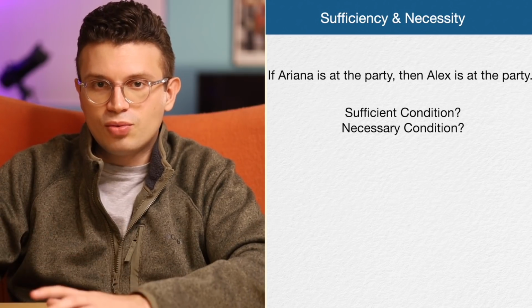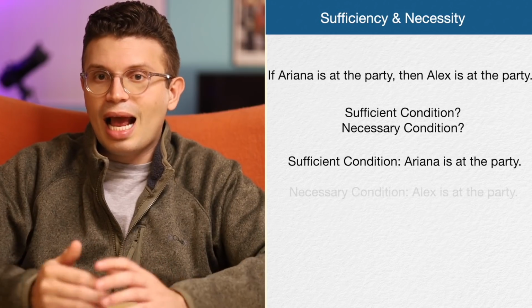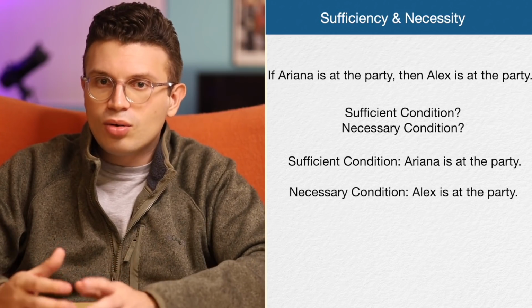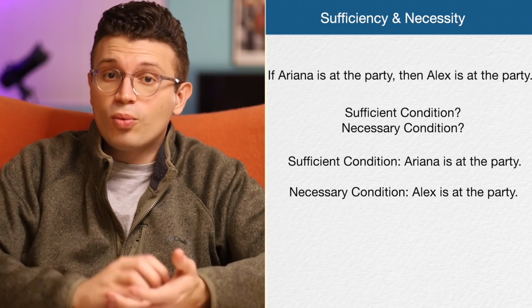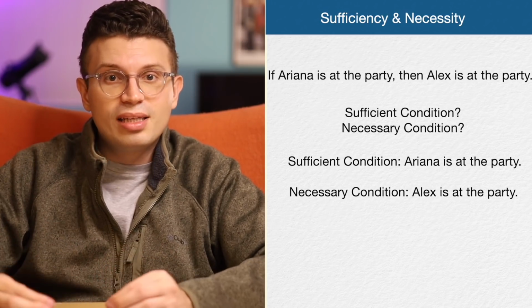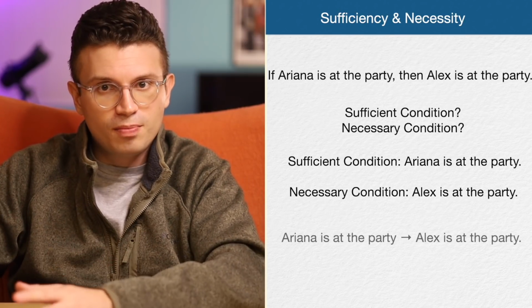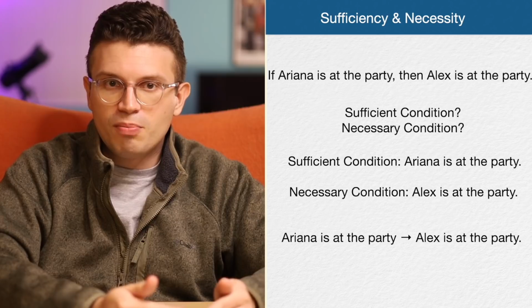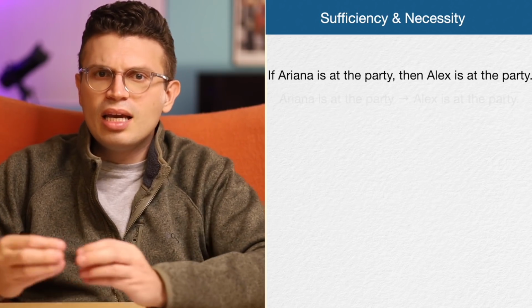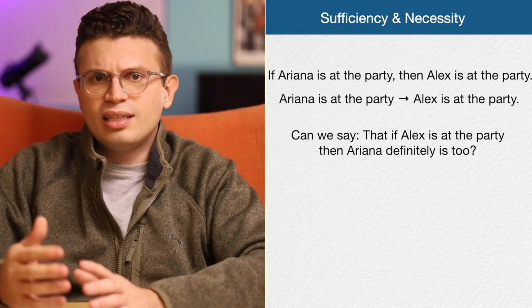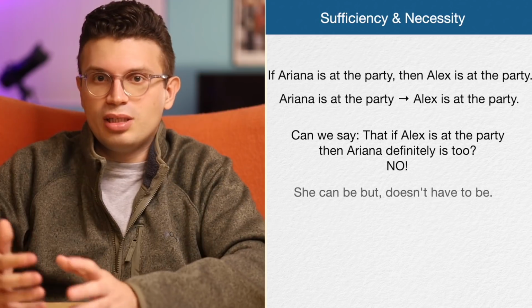All right, hopefully you guys got this right. The sufficient condition is Ariana is at the party. The necessary condition is Alex is at the party. Again, we're not saying with this rule that Ariana is definitely at the party. What we're saying is that if Ariana is there, then that's enough for us to conclude with certainty that Alex is most definitely there. Our sufficient condition, Ariana being there, guarantees the necessary condition that Alex is there. Can we say using our little rule that if Alex is at the party, then Ariana definitely is too? No, we can't. She can be, but she doesn't have to be.